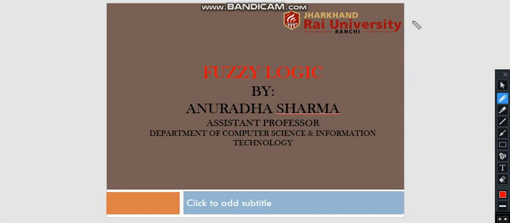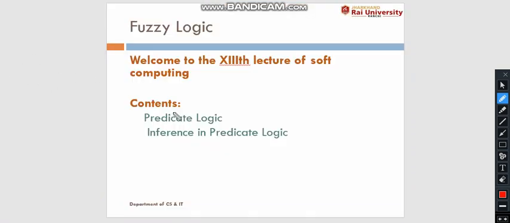In soft computing, we are discussing fuzzy logic. In my previous lecture, I discussed propositional logic and the inference of propositional logic. In today's lecture, I am going to discuss predicate logic and inference in predicate logic. Now, let's discuss what is a predicate logic.